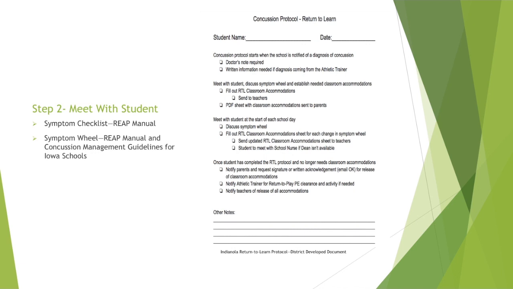In many cases, the student has not returned to school following the injury, so getting a meeting scheduled before they return is ideal. In meeting with the student, I first ask him or her to complete the symptom checklist from the REAP manual. The checklist is a self-assessment survey where the student will respond to prompts and rate his or her symptoms from a 0, which is a non-symptom, to a 6, which is severe.